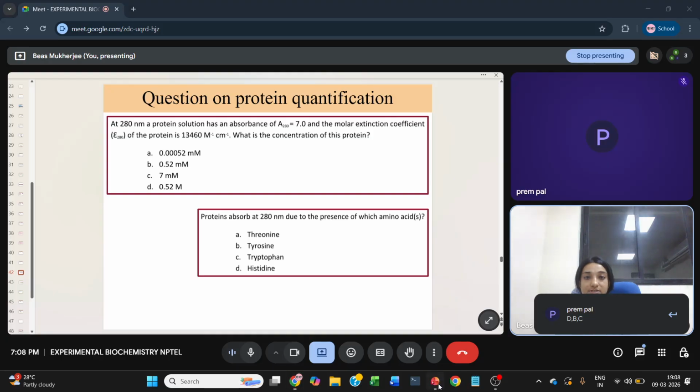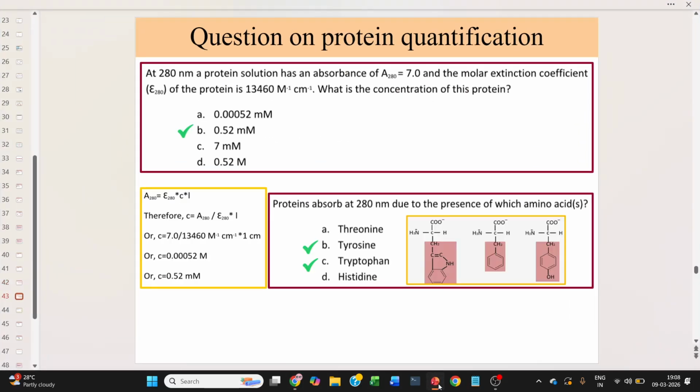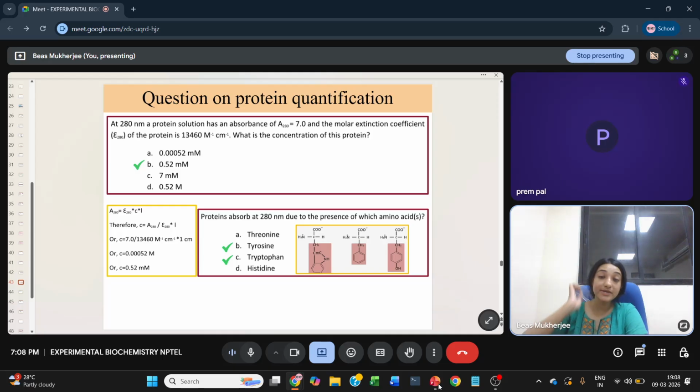Okay, let's see what is the right answer. Yes, it is B, B and C. Okay, so let's see. Absorbance, you know the formula is A is equal to epsilon into C into L. So here A is given and that is 7. Epsilon is given and you know that L is 1 centimeter. So you have to calculate C and C is coming to be 0.52 millimolar. So B is the right answer.